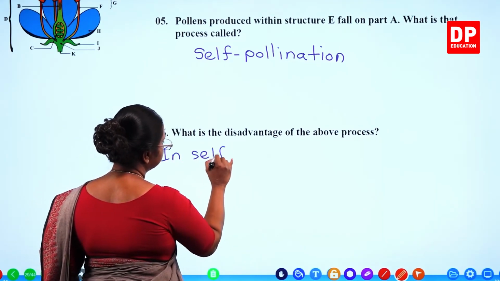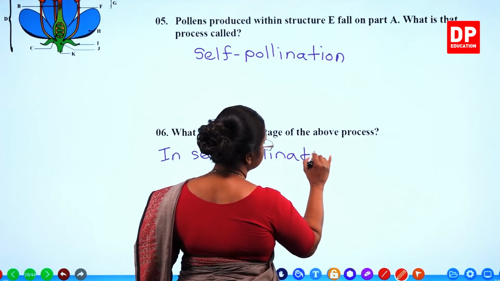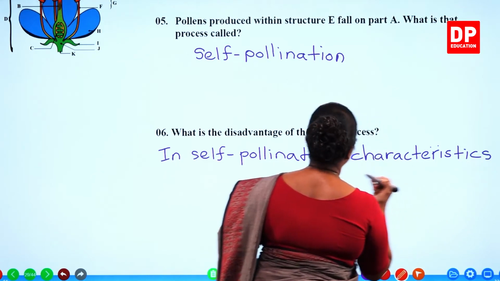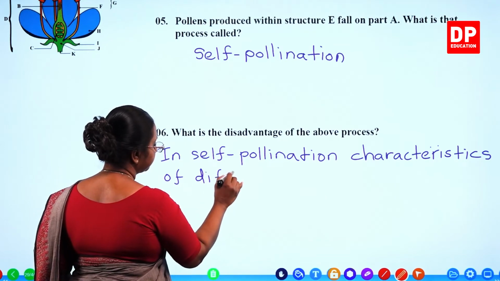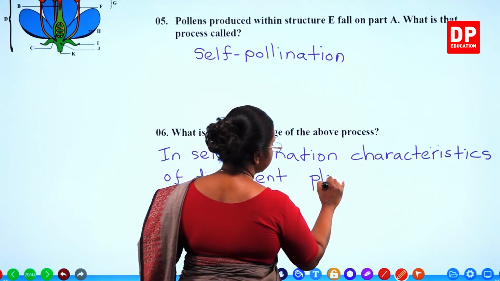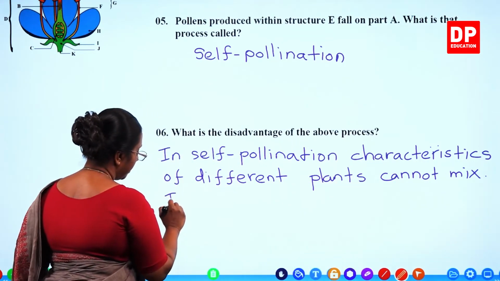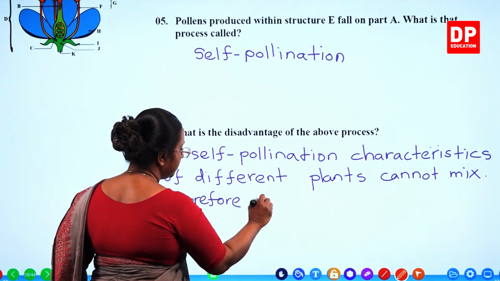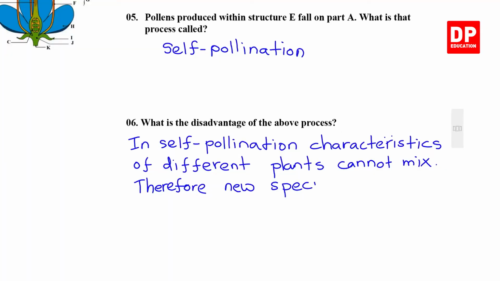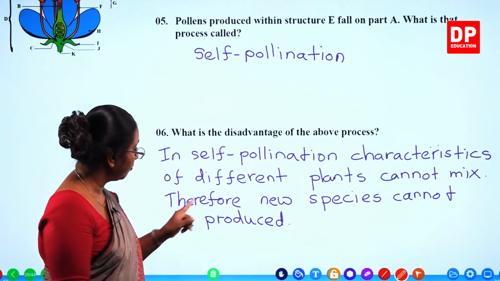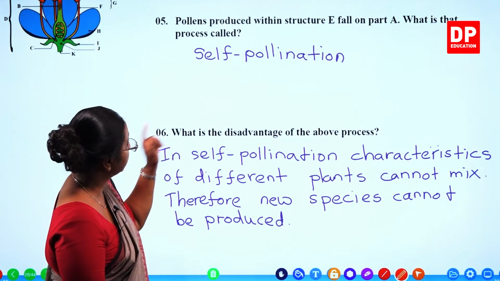In self-pollination, characters or characteristics of different plants cannot mix. Therefore, new species cannot be produced. So, in self-pollination, characteristics of different plants cannot mix. Therefore, new species cannot be produced. That is the disadvantage of the above method.